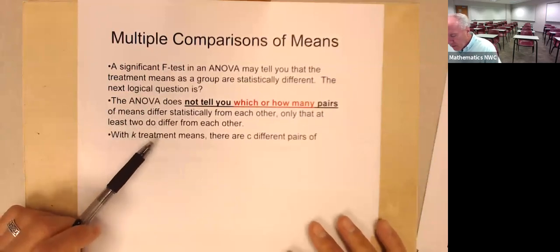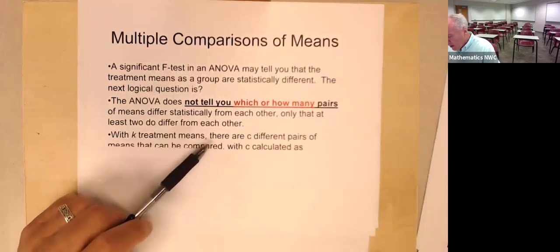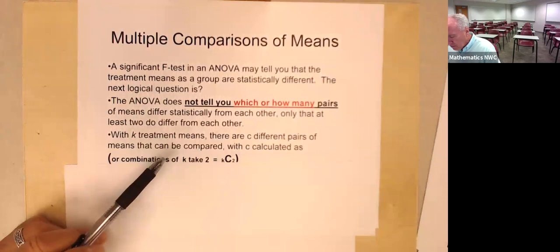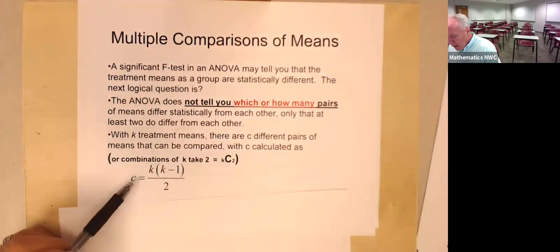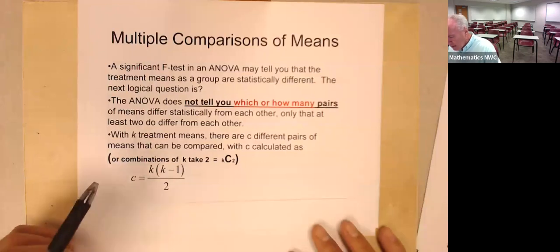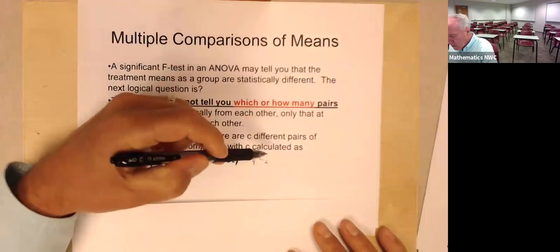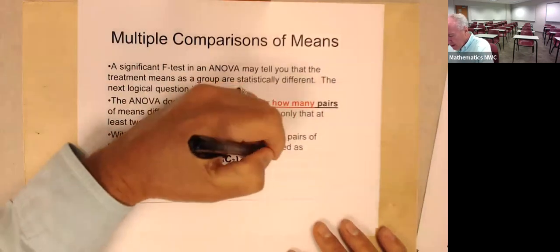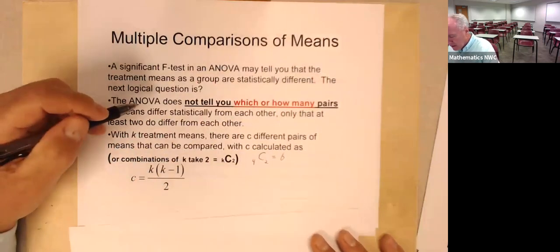If I have K treatment means, in other words, we had 4 physicians, K was 4, there are C different possible comparisons of 2 means. C here is equal to basically a combination of K take 2. What do I mean by that? Well, there are 4 groups, and we're taking them 2 at a time because we're comparing 2 means against each other. We can run that through on our calculator if we want, but that'll turn out to be 6.